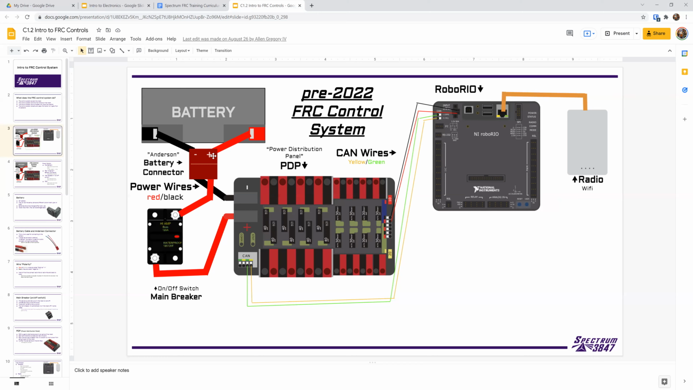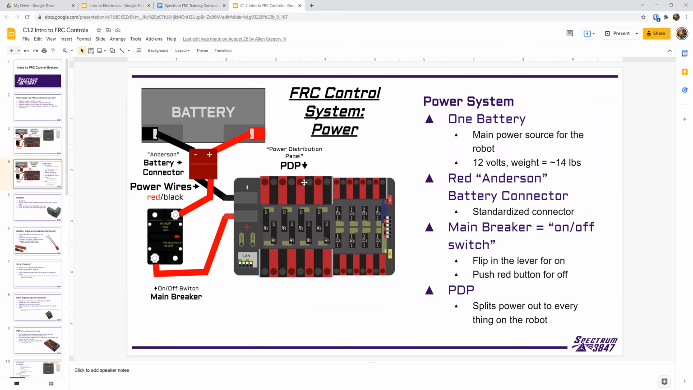And then the positive side actually goes to this main breaker before it goes to the PDP. The reason for that is that this main breaker, when it's off, basically disconnects the red wire, and when it's on, it connects it. So this is a switch that either allows the power to flow from this end of the red wire to this end of the red wire and all the way to the PDP, or not. So that's why it's called the main breaker or the on-off switch. Let me go through a little bit more on the next slide here.